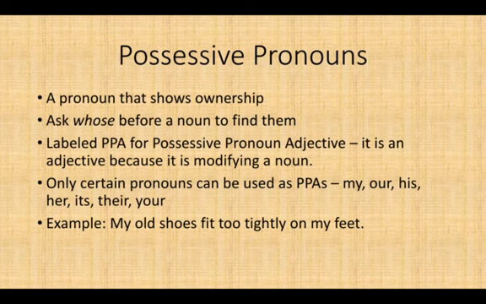Possessive pronouns show ownership over something. They answer whose before a noun. They are labeled PPA for possessive pronoun adjective. They are actually used as an adjective in the sentence because they are modifying a noun. Only certain pronouns can be used as possessive pronoun adjectives: my, our, his, her, its, their, and your. They show possession of something.